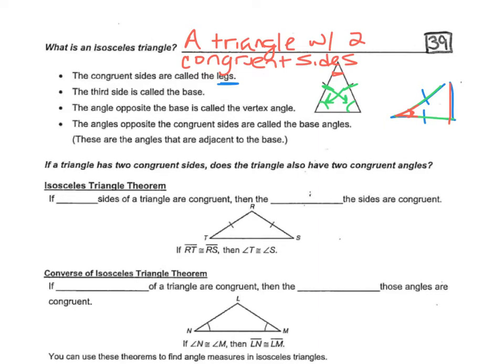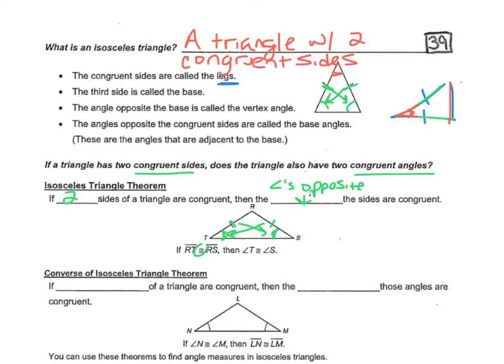So if a triangle has two congruent sides, does the triangle have two congruent angles? I guess we're going to prove that. So the isosceles triangle theorem says if two sides of a triangle are congruent, then the angles opposite the sides are congruent. So the right side corresponds with this base angle, the left side corresponds with the other base angle, and those base angles are congruent. Just a reminder, that's our congruent symbol.